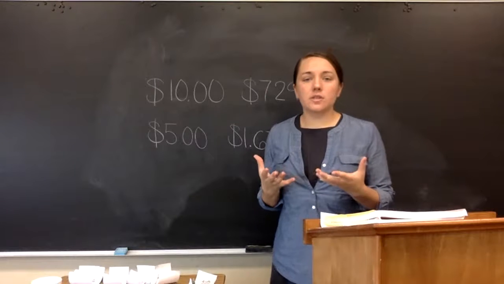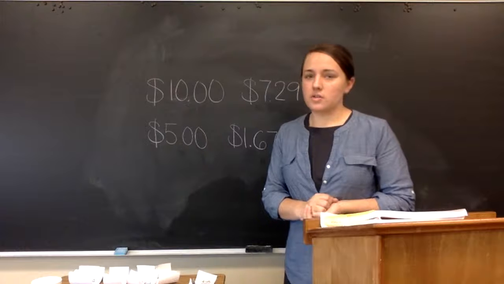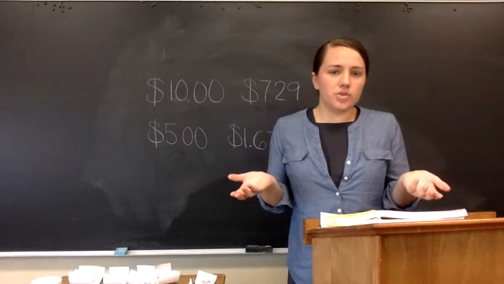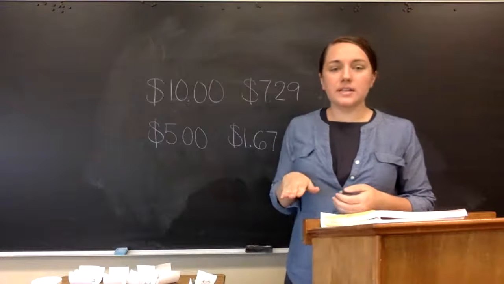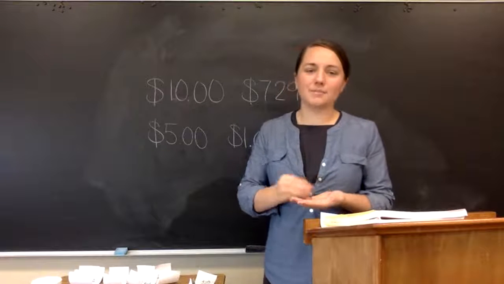Again, we make change with the fewest number of coins and bills possible. So instead of using 2 nickels, use a dime. Instead of using 2 $5 bills, use a $10 bill. Give the smallest denominations first. So pennies, nickels, dimes, quarters.